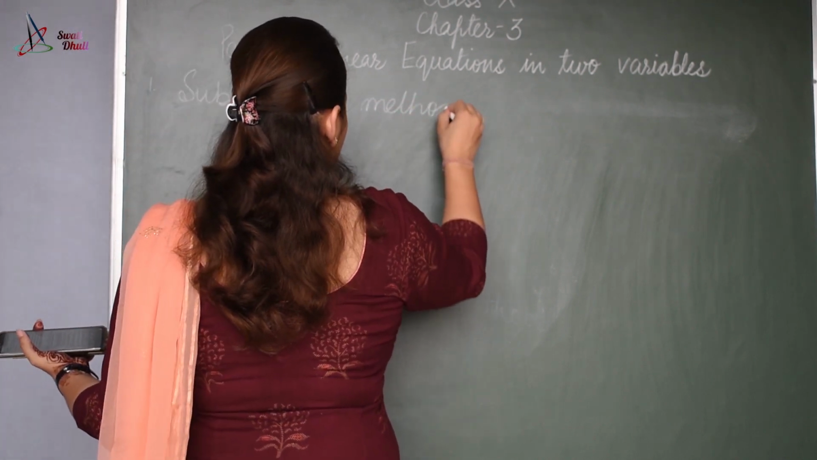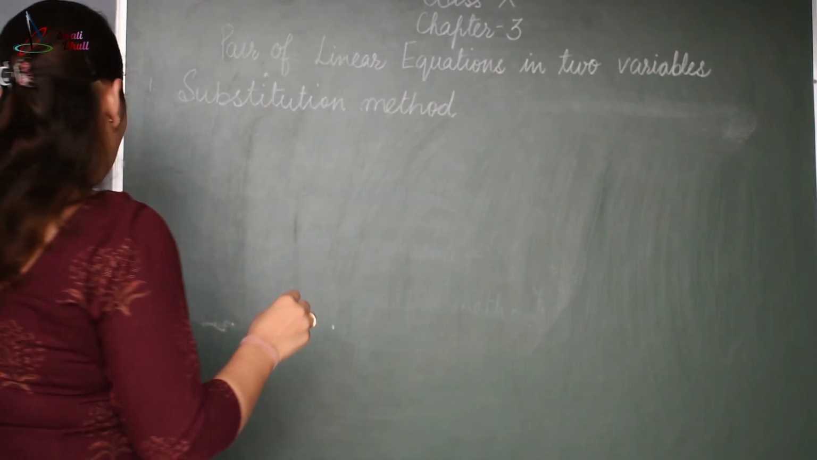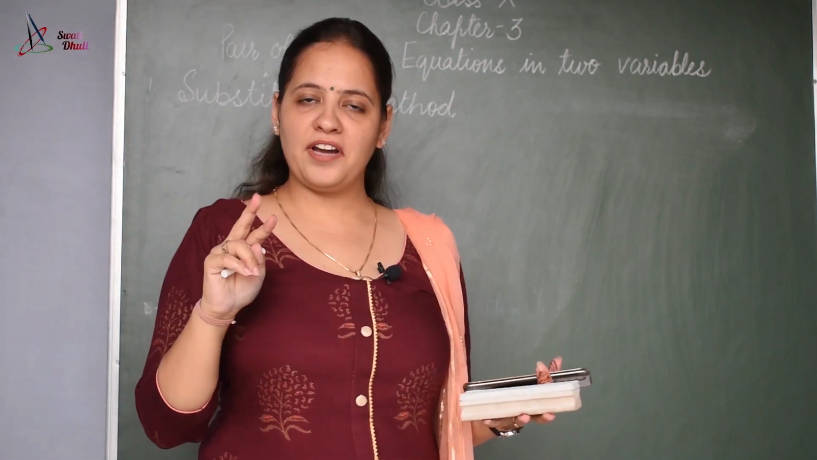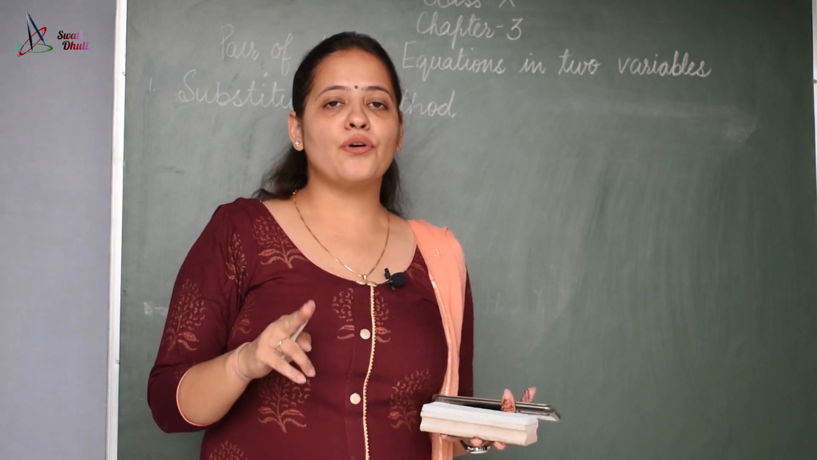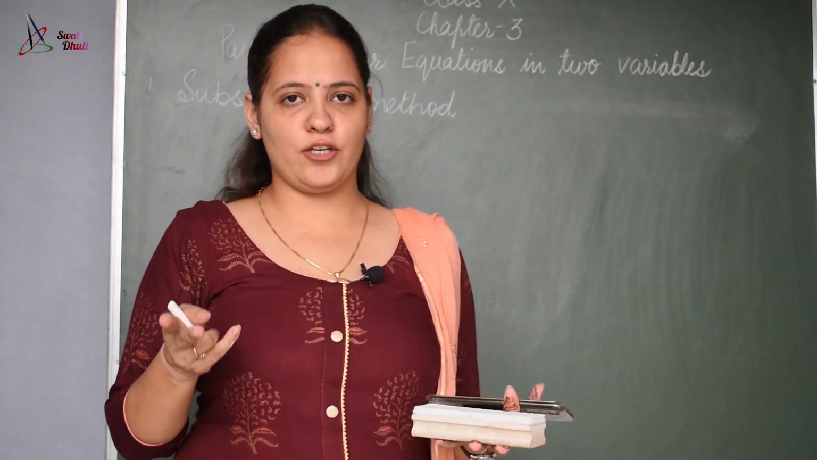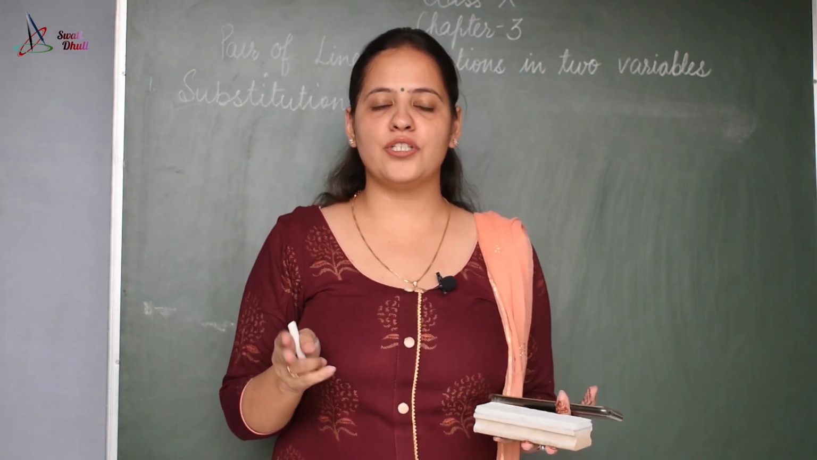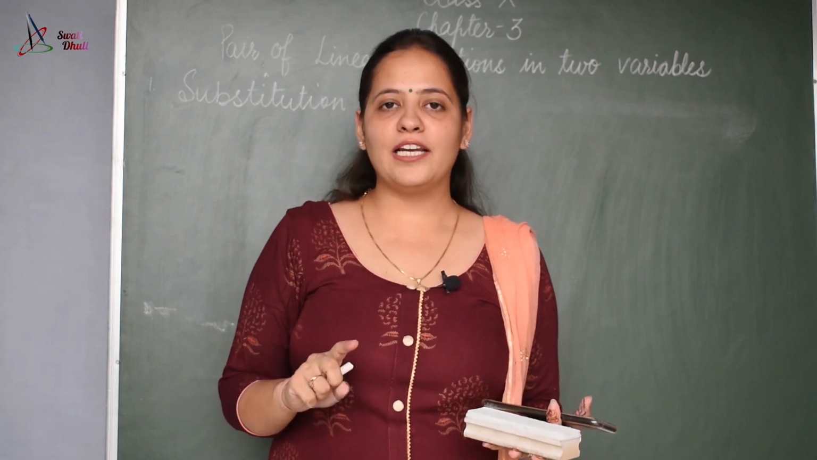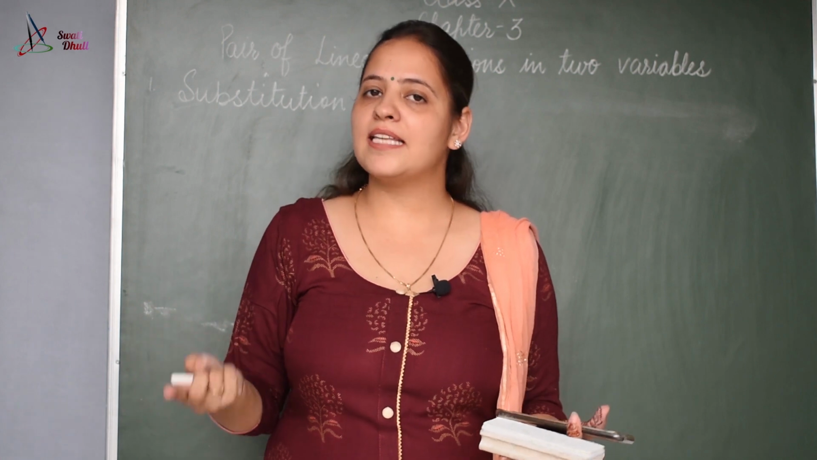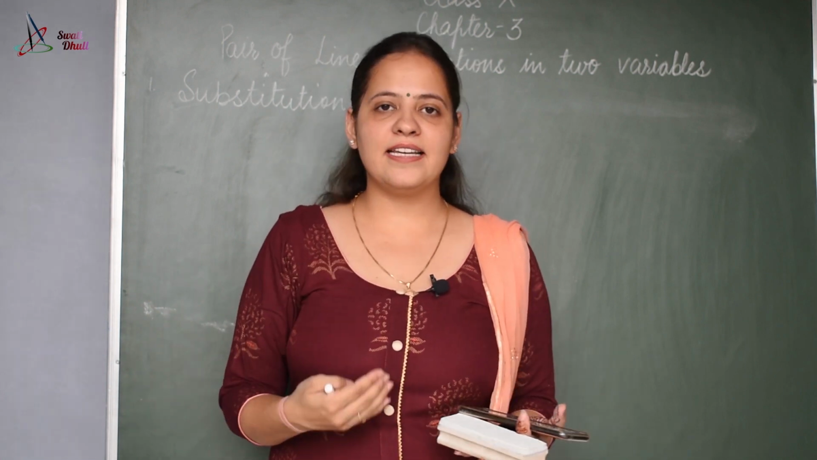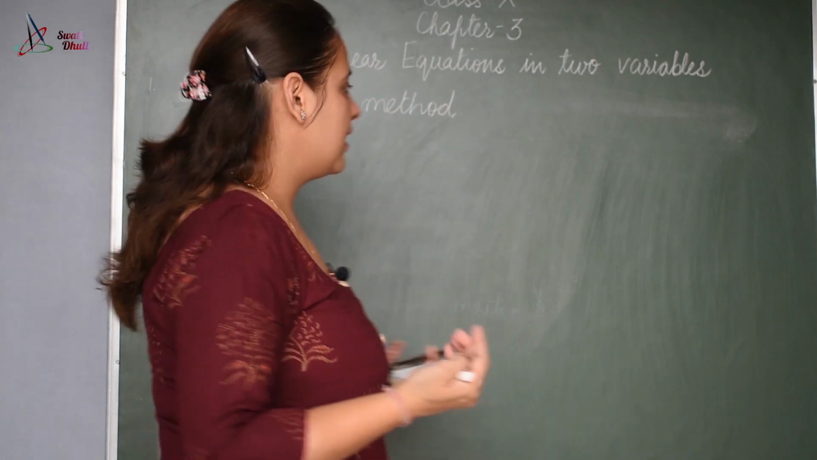Substitution method means there will be two linear equations. Fine, because it's a pair, so there will be two linear equations. So from either of the two equations, you have to find out the value of one variable and then substitute in the second one. So we'll take the examples and then we'll discuss.